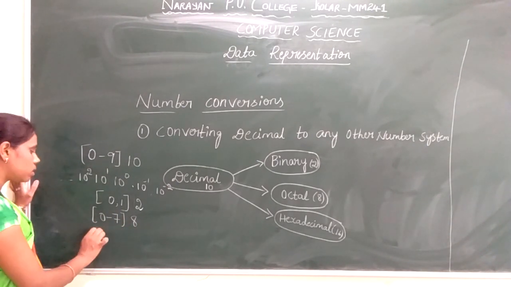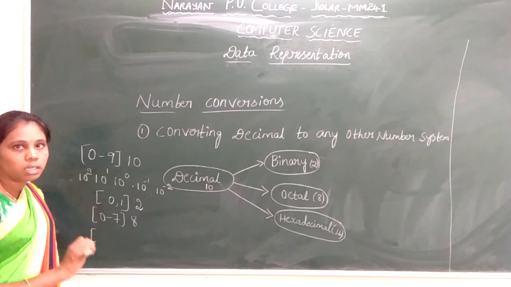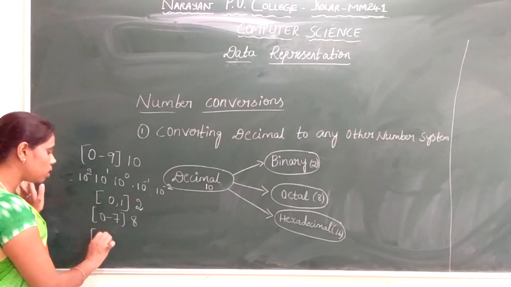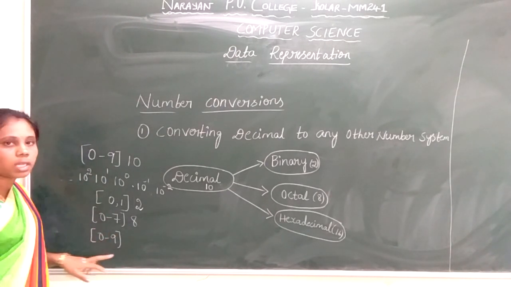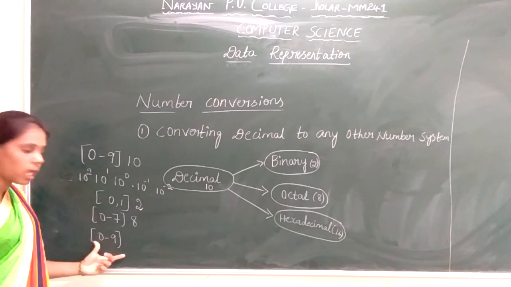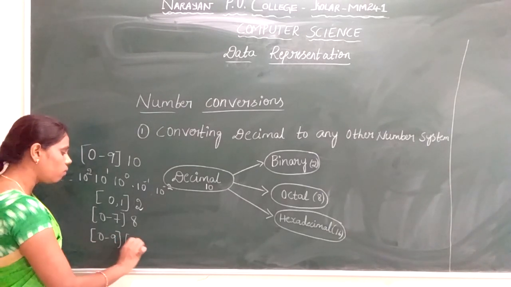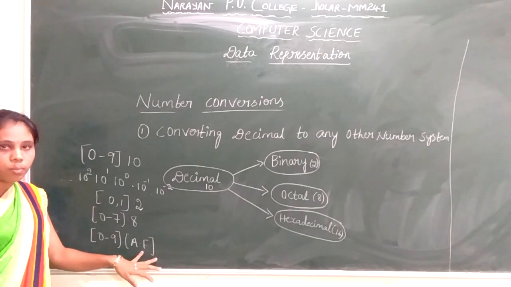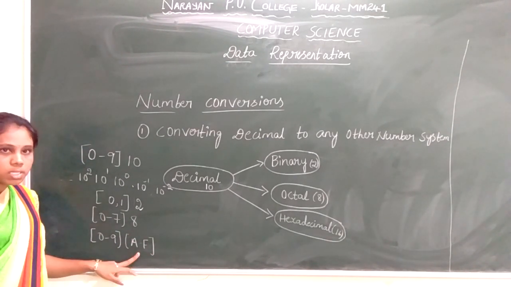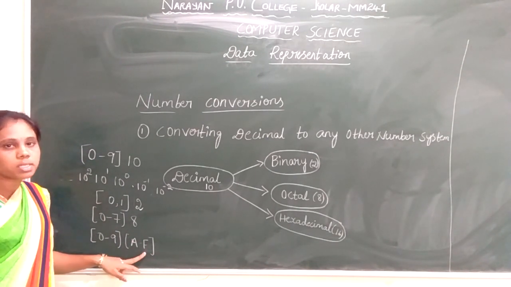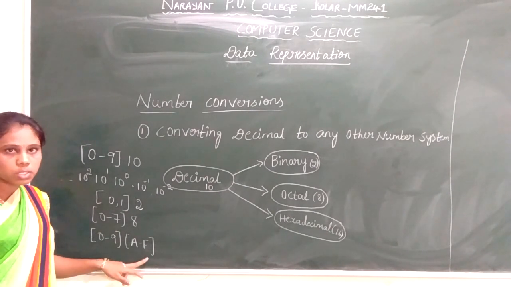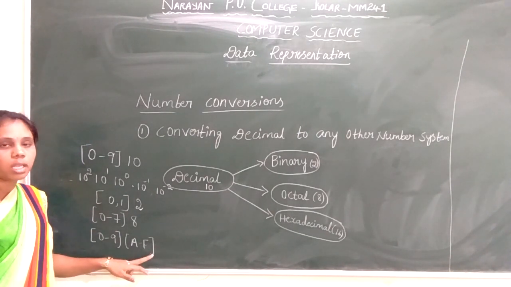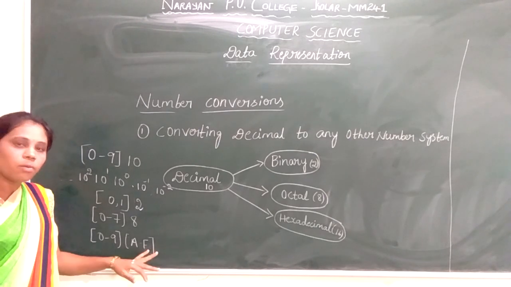Next we studied the hexadecimal number system. In the hexadecimal number system we use a total of 16 digits. The first 10 digits are 0 to 9. Next we have alphabets from A to F. The other 6 digits are A to F. A represents the value 10, B represents 11, C represents 12, D represents 13, E represents 14 and F represents 15.